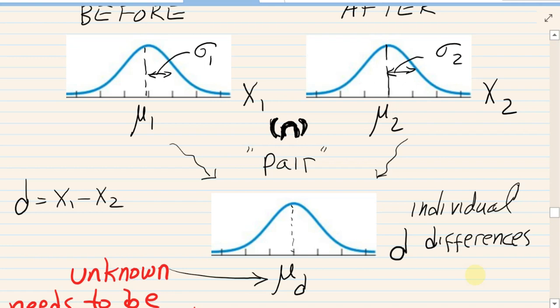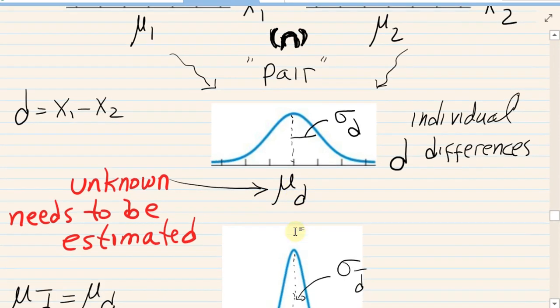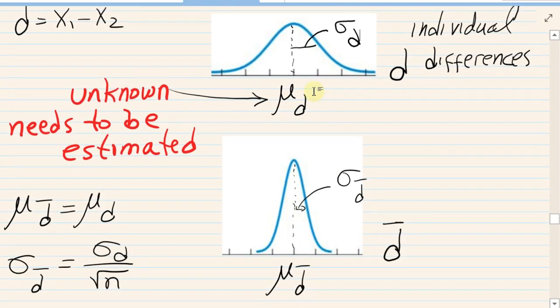Mu d is the center, the average difference. And of course, this normal distribution has its own standard deviation, right in here. That's sigma d. And mu d, of course, is unknown and needs to be estimated. Now, if we can do that, that would be great. Because these are individual differences, millions of individual differences are here, and mine is in here also somewhere.